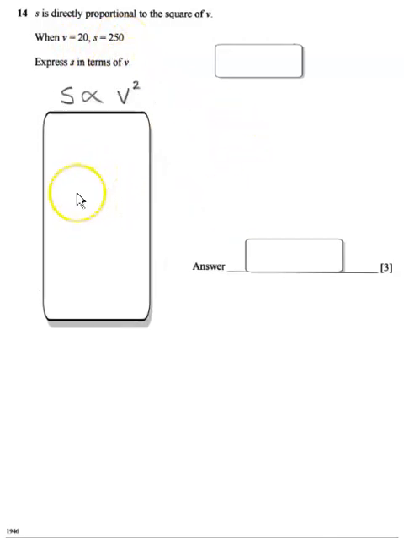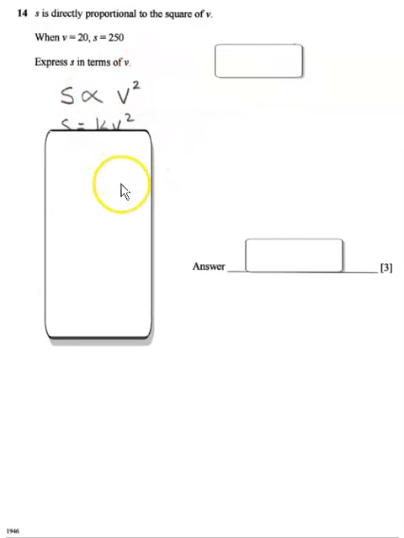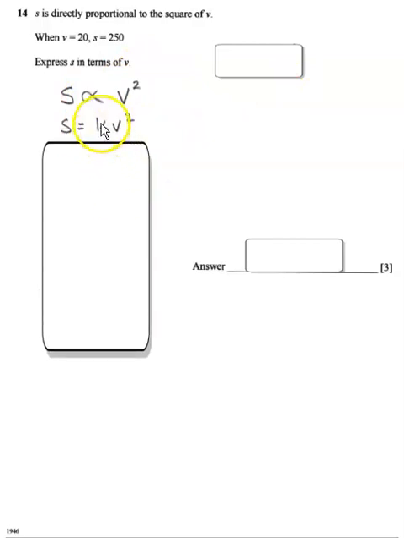So I started with S is directly proportional to V squared. I take this sign out and replace it with an equals sign, and then a constant crops up. So S equals K V squared. They've given us 2 numbers here, so we can work out what K is. So all we do is take those 2 numbers and substitute them into here.